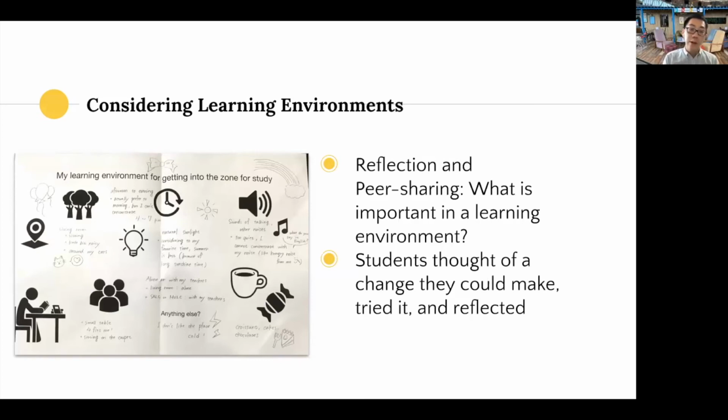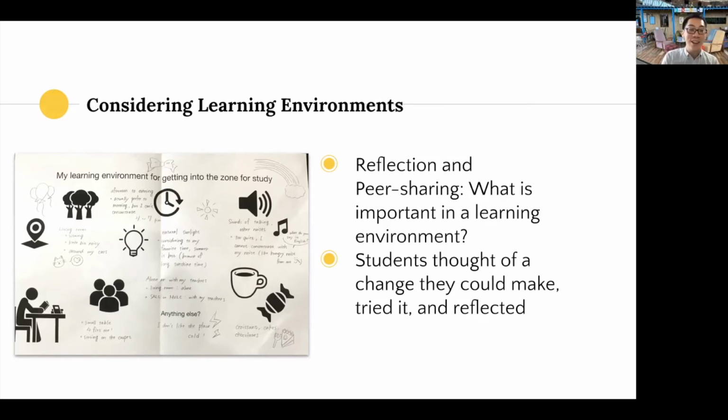And another thing that we looked at in the class was having the students consider their learning environments. This is really important because the MOOC learning was something that they tended to do on their own, in their own time. And also, this is something that's going to help them in their other self-directed learning, especially after they finish university. So we did exercises in class about reflecting on and sharing with each other what is important in a learning environment that was conducive to getting into the zone for their study.